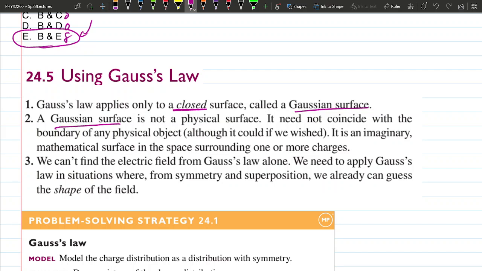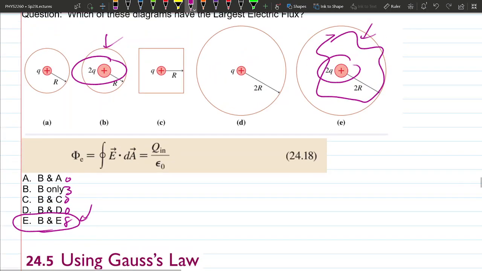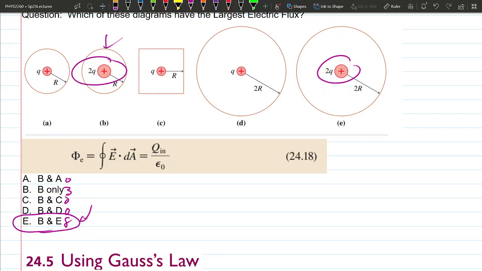One thing to note is that the Gaussian surface is not a physical surface. It doesn't have to be real. This orange surface up here doesn't have to be a real thing. It's just something you make up. You can pick whatever surface you want.